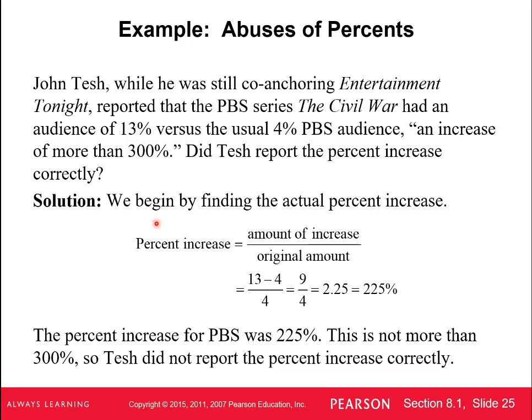Well, to figure this out, we'll find the actual percent increase. The percent increase is the amount of increase compared to the original amount. So the amount of increase, 13 minus 4, that's 9. The original amount is 4. So the percent increase was actually 225%. 225% is not more than 300%. So in this case, Tesh did not report the percent increase correctly. So you have to be careful with percents, both when you use them in your own work and also when you are interpreting percents as they are explained by somebody else.